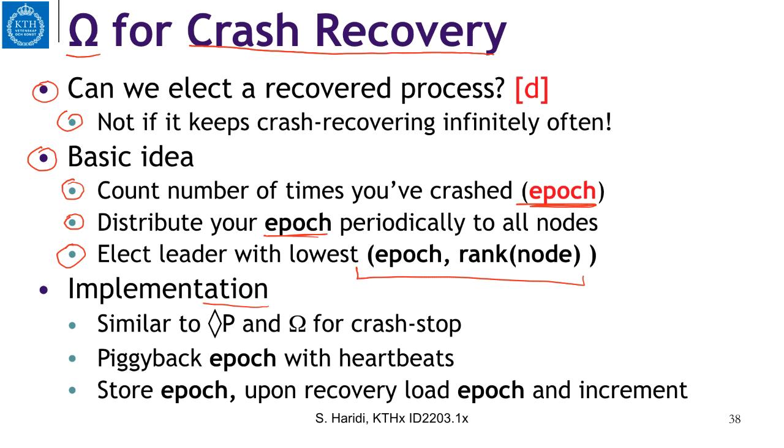So the implementation looks like this. It's similar to diamond P and omega for the crash-stop model. It's just, as I said, we piggyback the epoch number with heartbeats. So each process will store the epoch number in its persistent store, and upon recovery it will load the epoch number and increment it and then send it in the heartbeats. And that concludes omega for the crash recovery model.